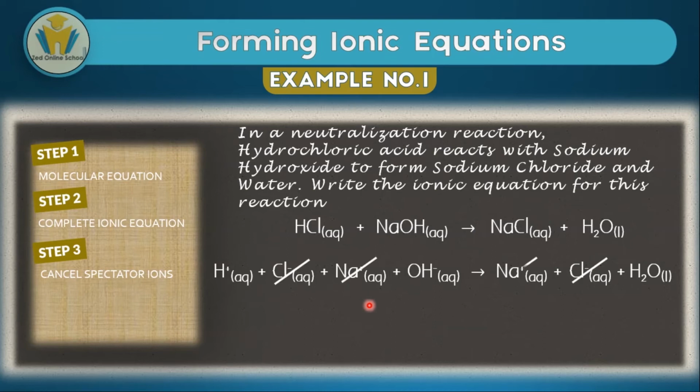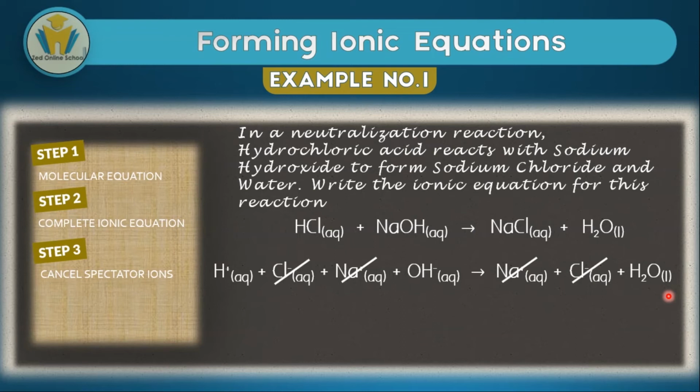This is to prevent any mistakes that you can make when cancelling. Sometimes you might think a certain ion is a spectator ion, but as you are cancelling, you find it's not. So this is to prevent you from cancelling this whole complete ionic equation when you realize that you've made a mistake.